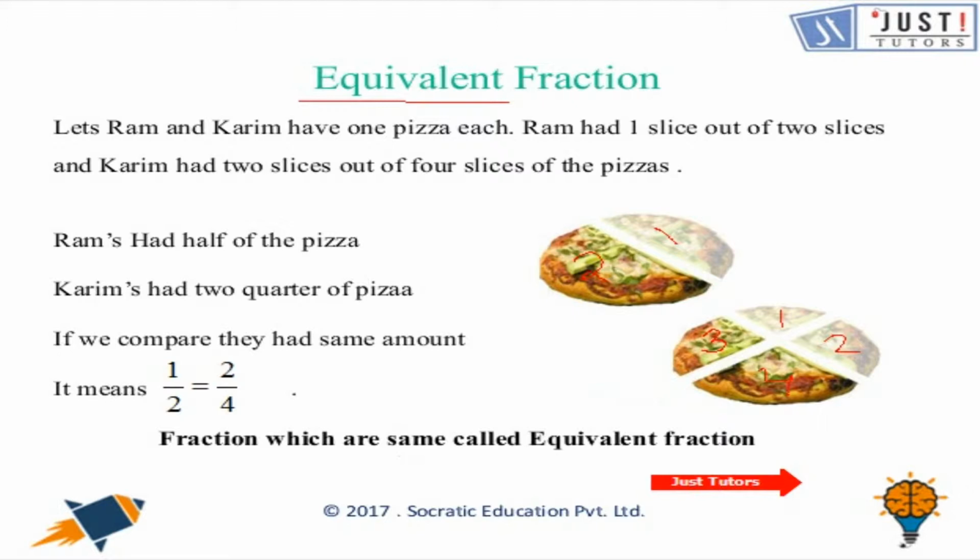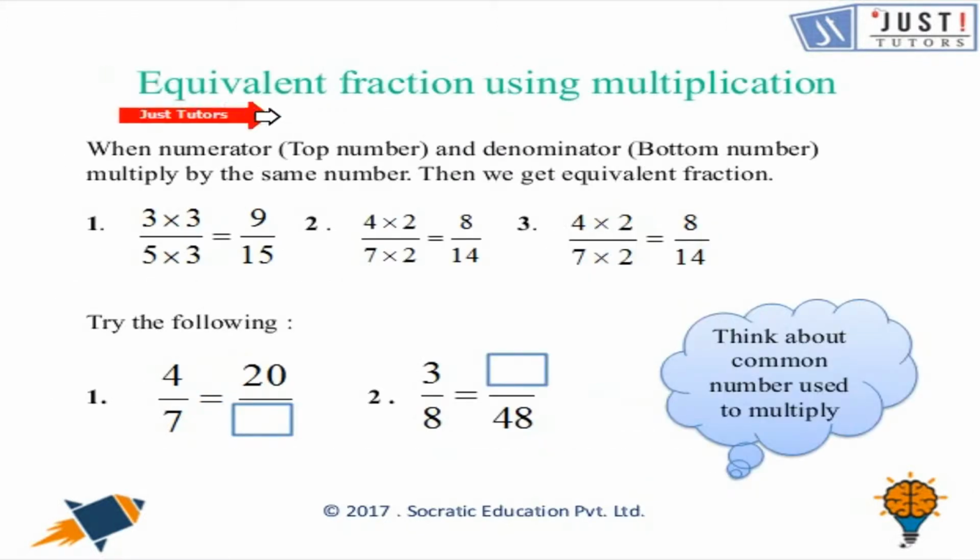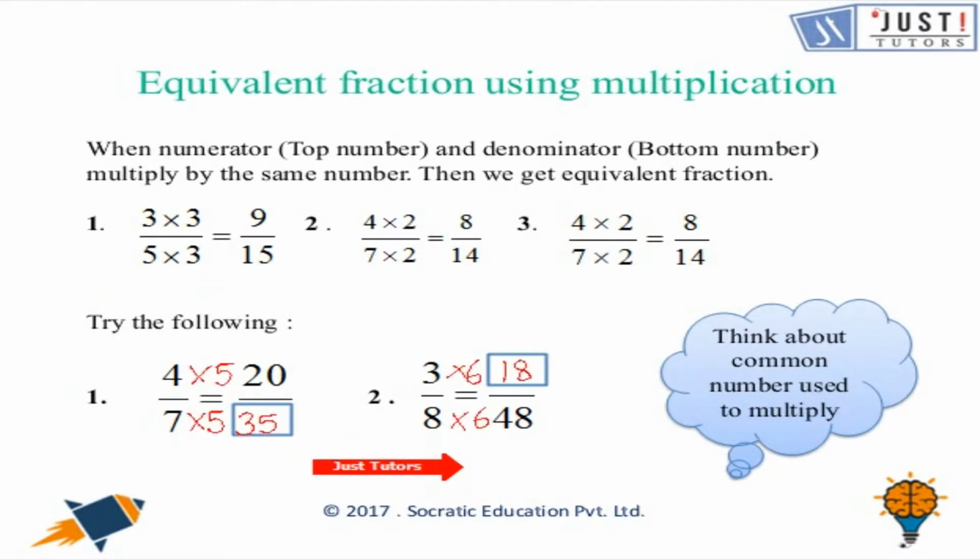So let's move ahead and learn how we can find equivalent fractions using multiplication. So when the top number, numerator, and the bottom number, that's denominator, is multiplied by the same number to get an equivalent fraction, that is how we work on with using multiplication. You can have a look at the first, second, and the third example given here and try doing the questions below. So let's check the answer.